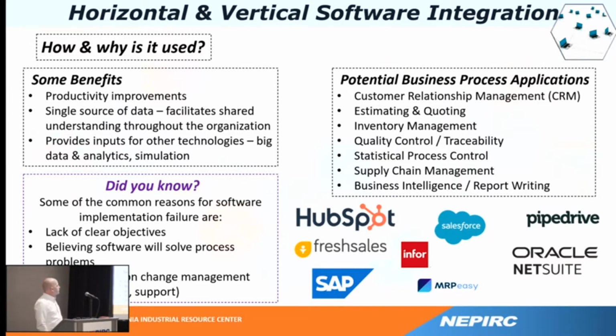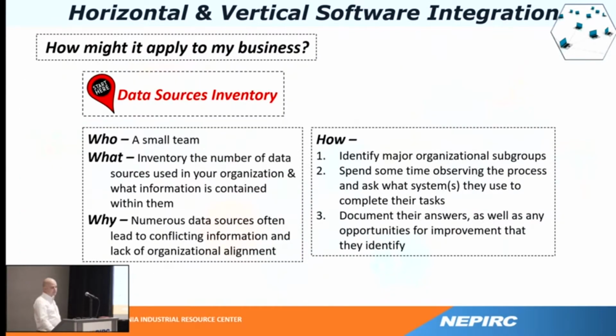Salesforce is one we use at NEPIRC. Infor, SAP, MRP Easy is a smaller one for 10 to 200 employees, Oracle. You've seen all these advertisements out there. It's a huge billion-dollar industry to make your companies better. How might it apply? It could be a small team that could use this material to make your team better.